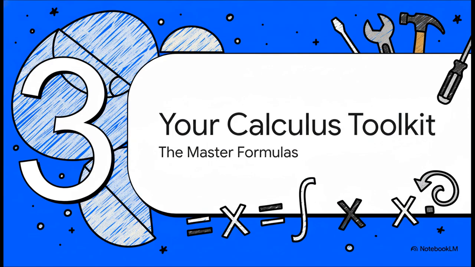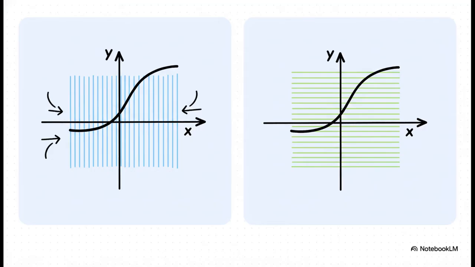All right, so we've got the why down. We understand the big idea. Now let's get into the how. Let's start building our calculus toolkit with the actual formulas you're going to need to calculate these things. And what's super cool here is that you actually have options. You can slice things up vertically. That's what we call integrating with respect to x. Or you can slice them horizontally, integrating with respect to y. And honestly, depending on the curve you're dealing with, one way can be way easier than the other.